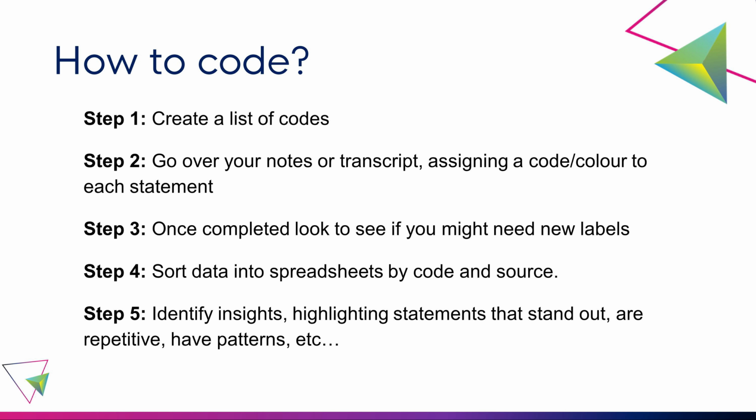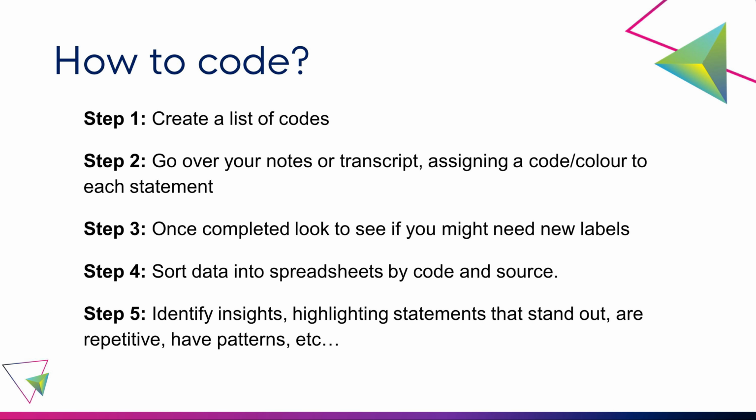For example, if we were interviewing people about socioeconomic inclusion, we might use the codes of wealth, education, confidence, that sort of thing. I would recommend you assign a color to each one because you'll be likely doing this in Google Docs, and highlighting with color is quite quick and easy.